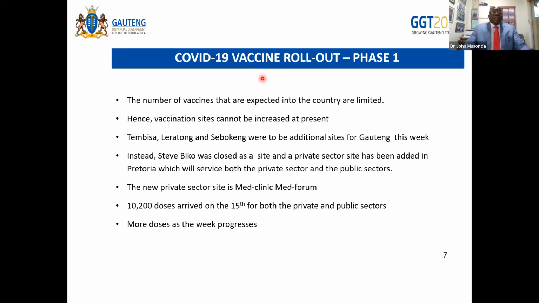And in terms of the COVID-19 vaccine rollout, phase one, you know that the number of vaccines expected in the country are limited. And vaccination sites, therefore, could not be increased. They can only be increased with the available doses and vaccines. Tembisa, Relatong, and Sebokeng. Sebokeng is not in our area, and Relatong. These are provincial. The one in our area is Tembisa.